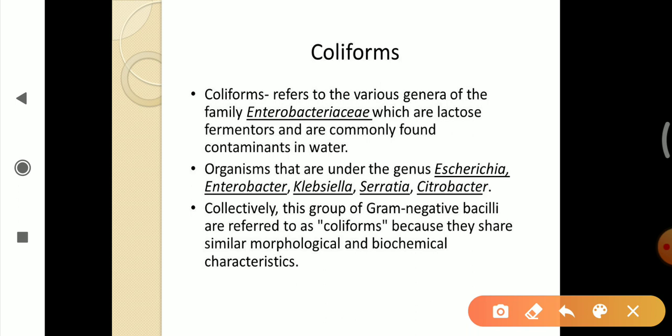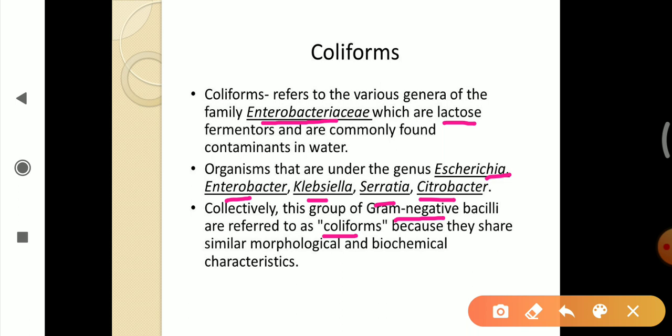Okay, what are the characteristics of coliform? Coliform bacteria belong to the family Enterobacteriaceae, which can ferment lactose. Organisms that come under the coliforms are Escherichia coli, Enterobacter, Klebsiella, Serratia, Citrobacter and many more. Collectively, this group are gram-negative bacilli, which means rod shape. They are referred to as coliform because they share similar morphological and biological characteristics.